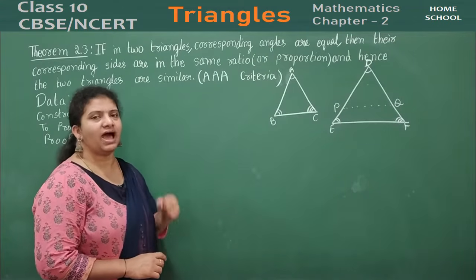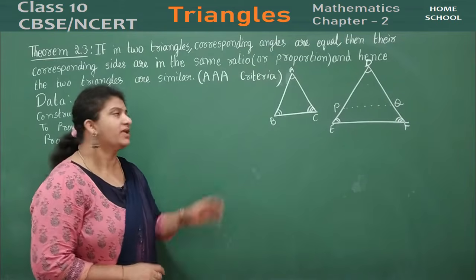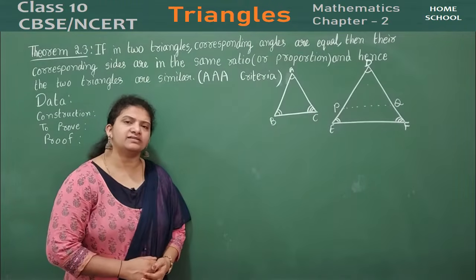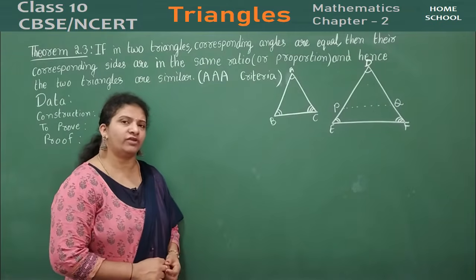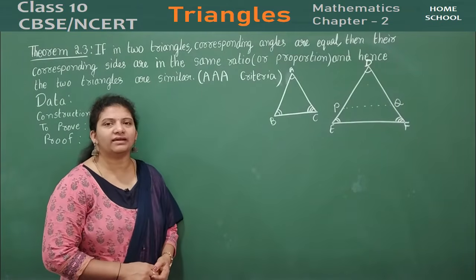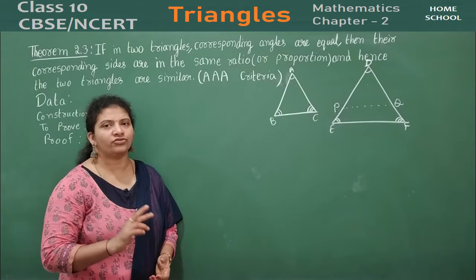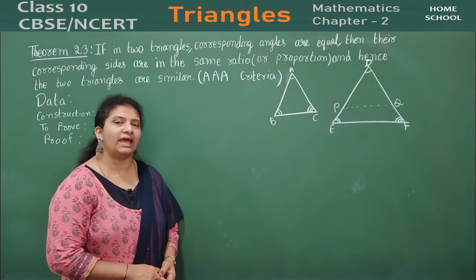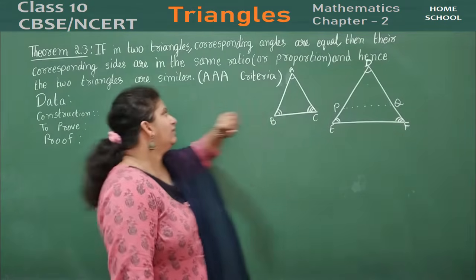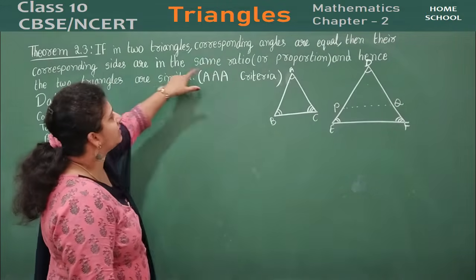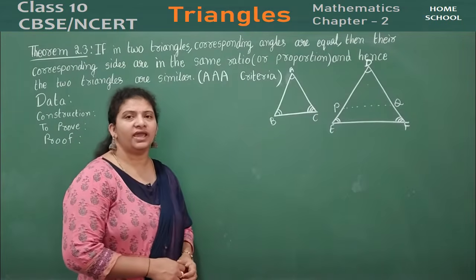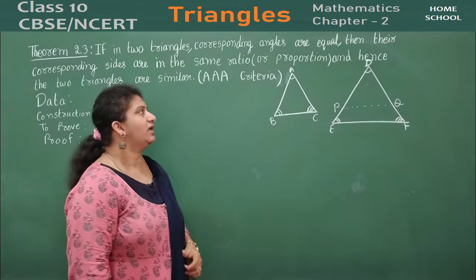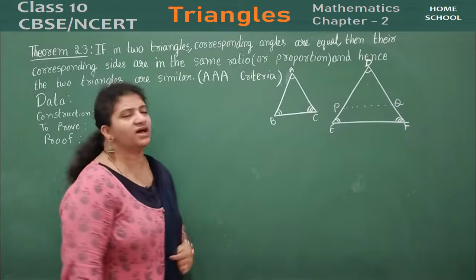But in this theorem, corresponding angles are equal given. Let's read the statement. If in 2 triangles, corresponding angles are equal, then which type of a triangle it is? It is an equiangular triangle. Okay, if 2 triangles' corresponding angles are equal, then we call them an equiangular triangle. Then their corresponding sides are in the same ratio or proportion, and hence the 2 triangles are similar.